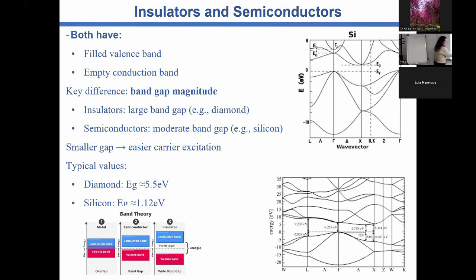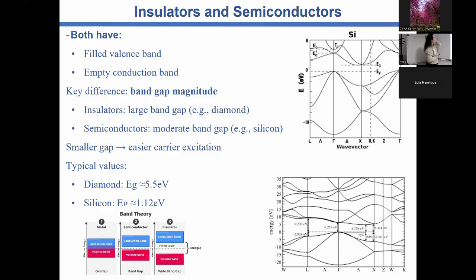If the energy distance increases, we will have some energy range that we are prohibited from filling, and we call this material a semiconductor. Compared with the insulator, it has a smaller gap. So semiconductor and insulator distinguish themselves just by the amount of energy that is necessary to move one electron from the valence to the conduction band.